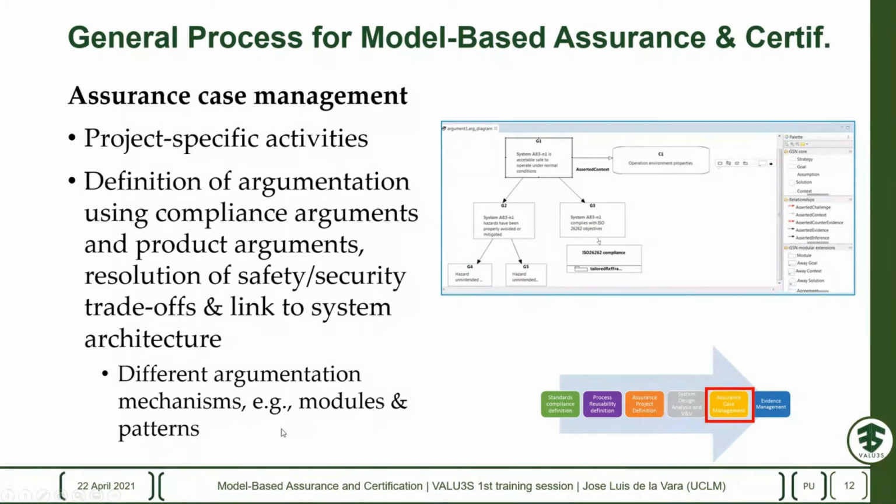Well, and there are some other advanced mechanisms, which I'm not going to explain because if you are not very familiar with this technique, they will sound strange to you. But anyway, you can, for example, structure the assurance cases in modules for reuse purposes. You can create patterns to instantiate them.